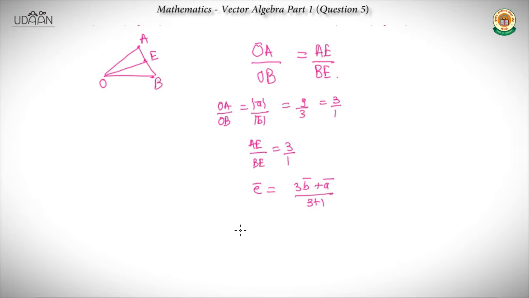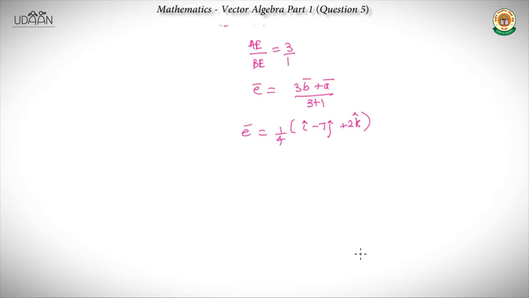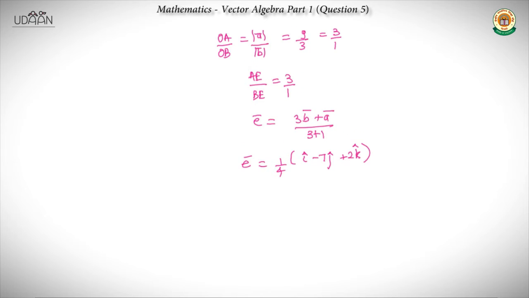So after manipulating, we get E bar equal to 1 by 4 times i cap minus 7j cap plus 2k cap. Now as we want the vector to be of magnitude 20 root 6, first we will divide this vector by its magnitude so that we find the unit vector in that direction. And then we will multiply it by 20 root 6. So yeah, that's all we have to do here.